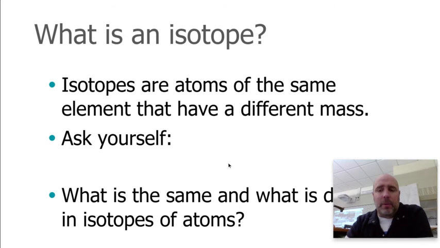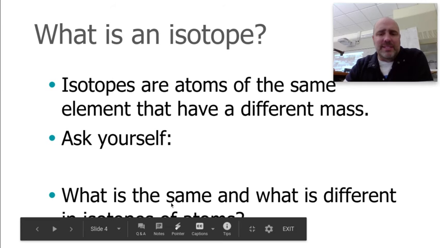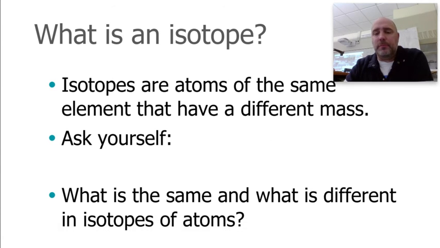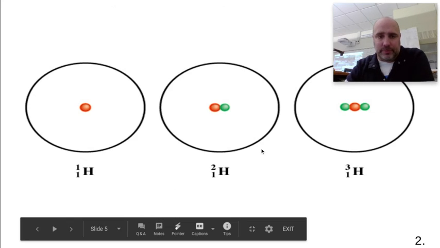Okay, you might want to ask yourself this question that's in the bottom corner. What's the same and what's different between isotopes of atoms? If you can answer that question, what are like 2 similarities and 2 differences, then you know. We'll go over that in class, okay? So watch out for isotopes in the ChemQuest.